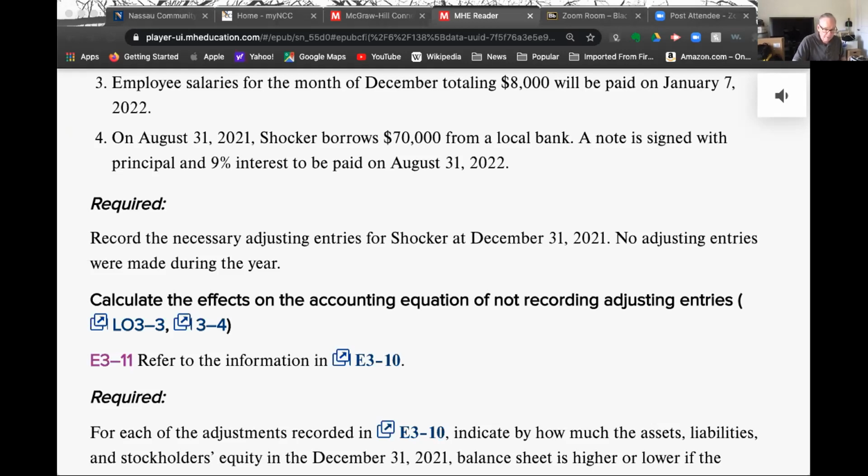Now, how many months is it? Now, August 31st, let's say September 1st, right? You don't have to calculate it down to the days. But how long is it from September 1st to December 31st? That's 4 months. 525 times 4 equals $2,100. So we're going to debit interest expense and credit interest payable, $2,100.